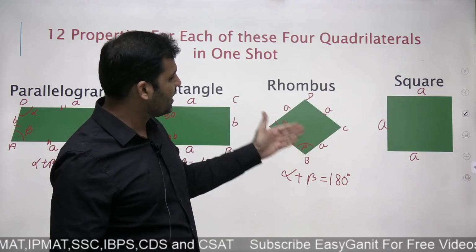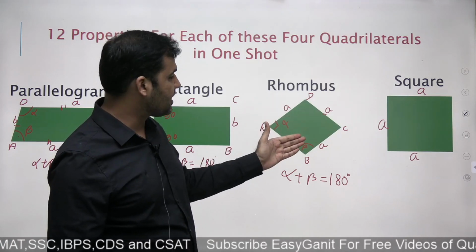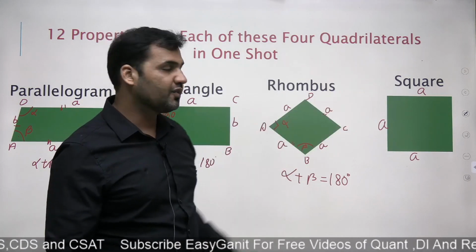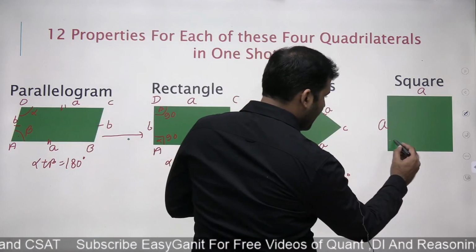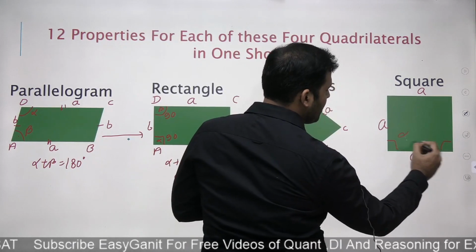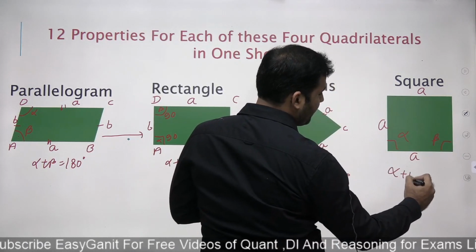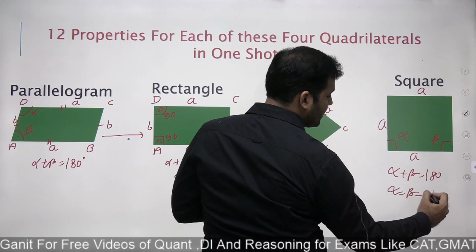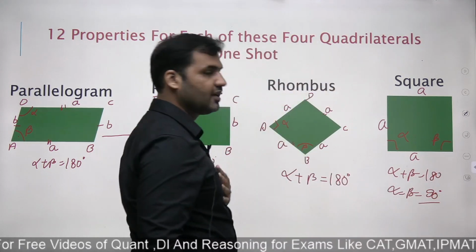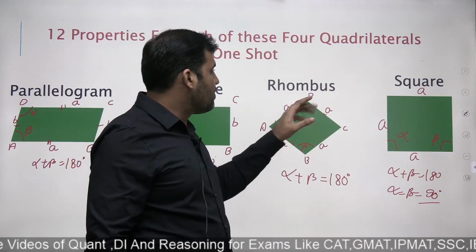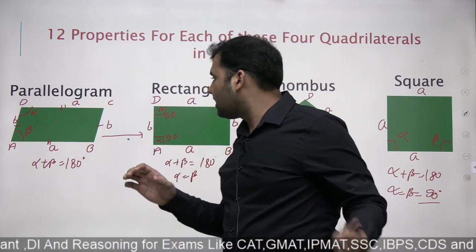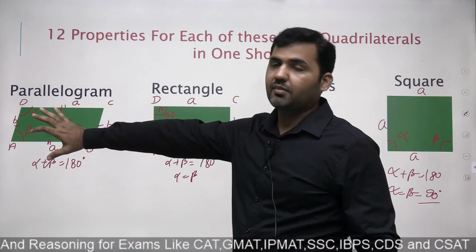That means the summation of two adjacent angles will be equal to 180 degrees. The summation of these two adjacent angles will be equal to 180 degrees, but both of these two angles will not be equal. But in the case of a square, the summation of two adjacent angles will be equal to 180 degrees, but both of these two angles will also be equal. So this will be equal to 90 degrees. So that's how you make a square from a rhombus, right? Exactly in the similar way you are making a rectangle from a parallelogram.